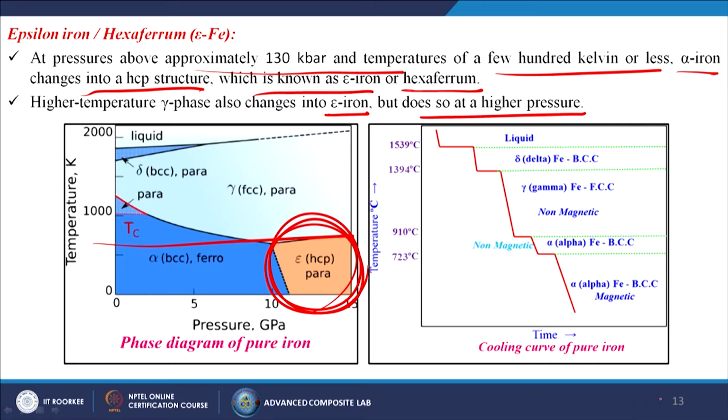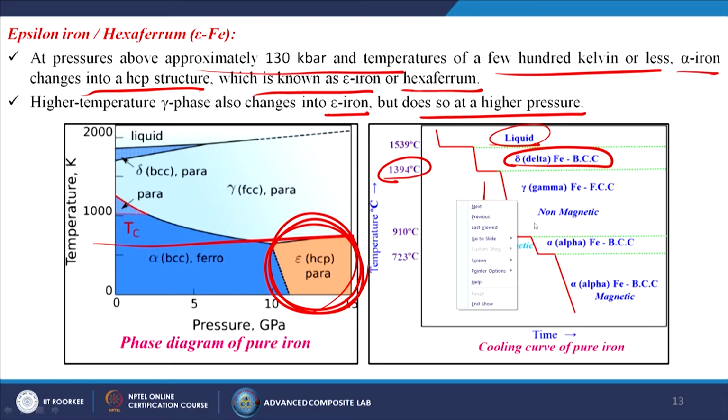So, this is the phase diagram of pure iron, and this is the cooling curve of pure iron. At 1539 degree centigrade it is in the liquid state. When we bring the temperature down to around 1394 degree centigrade, it is delta iron having the BCC structure. Again when we reduce the temperature, it forms gamma iron with FCC structure, and it is non-magnetic in nature. Then when we reduce the temperature from 910 degree centigrade to 723 degree centigrade, it shows the alpha iron BCC structure, and below 723 degree centigrade it is alpha iron BCC, but it is magnetic in nature.